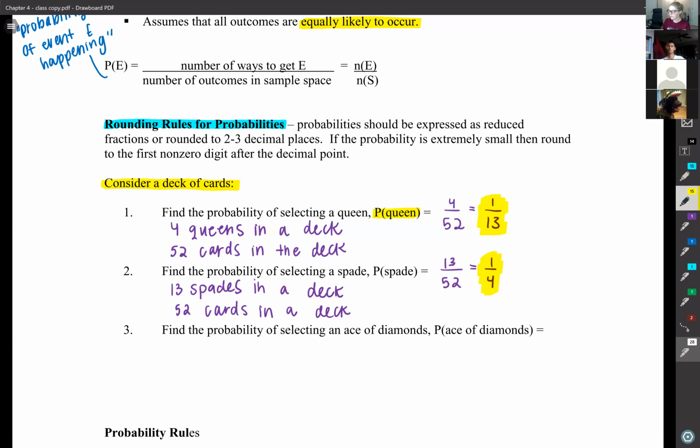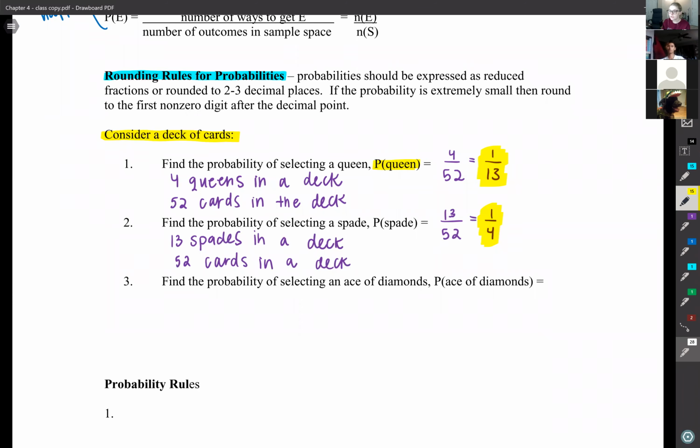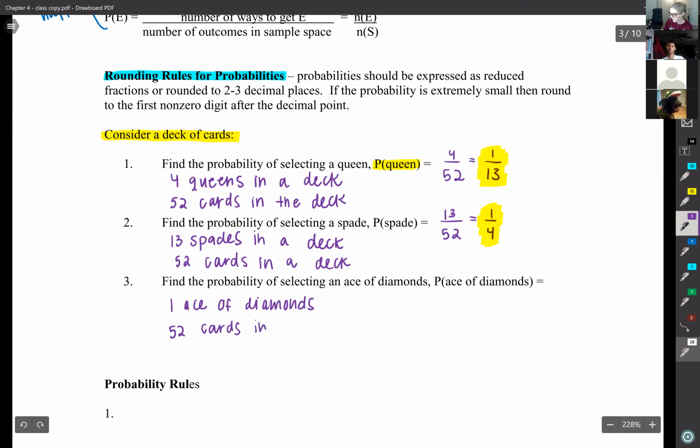Okay, our last one is the probability of selecting an ace of diamonds. So we have P of ace of diamonds, and this one is slightly different because there's only one way to get an ace of diamonds. So there's only one ace of diamonds in the whole deck. So that really limits that down. So there's one ace of diamonds, and still we have 52 possible outcomes. So this probability is just 1/52. Because if I draw a card at random, I have a 1/52 chance of pulling out the ace of diamonds. So a pretty small chance.